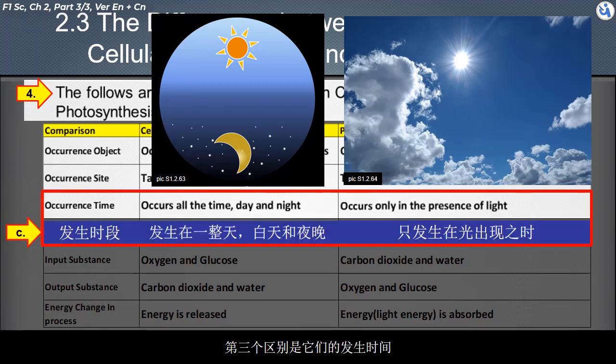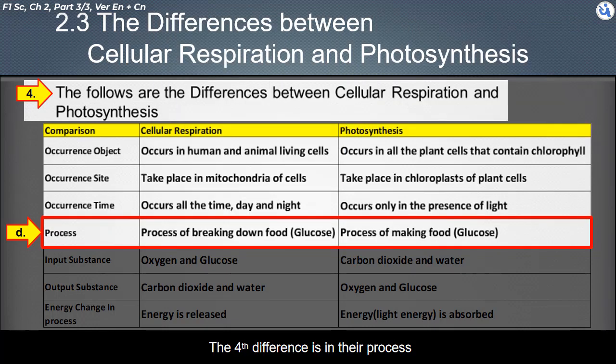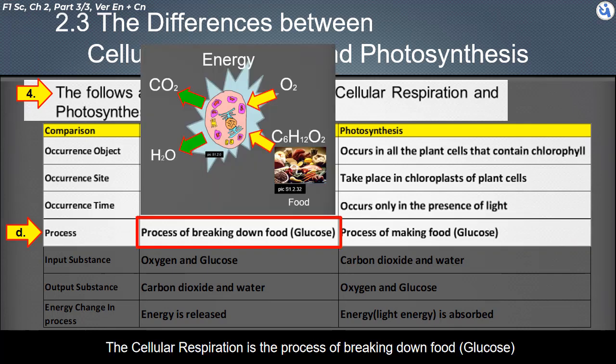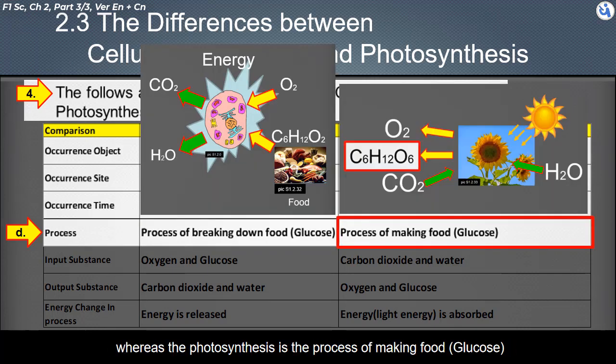The fourth difference is in their process. Cellular respiration is the process of breaking down food, whereas photosynthesis is the process of making food. The food here refers to glucose.